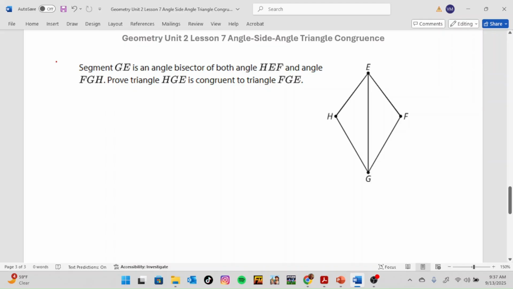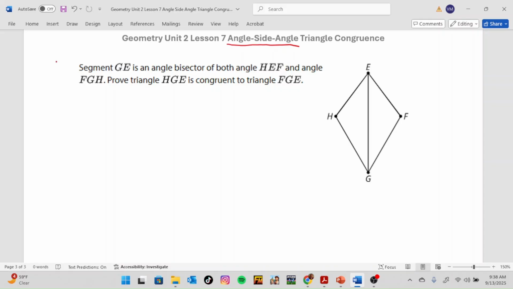Practice problem number 3 says that segment GE is an angle bisector of both angle HEF and angle FGH. Prove triangle HGE is congruent to triangle FGE. So the first thing, obviously because of the title of the unit, we are trying to identify angle-side-angle congruence to do this proof.